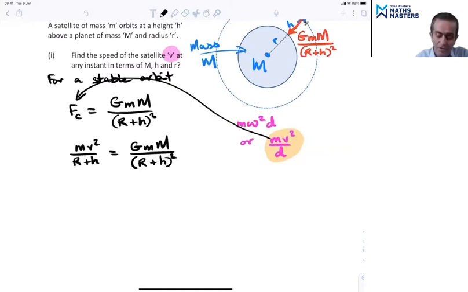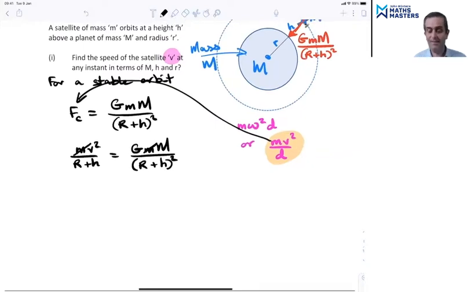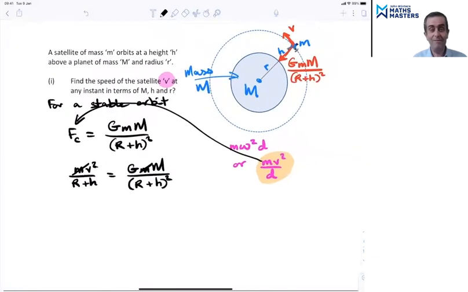Now, we'll notice here that we have a small m on the left and we have a small m on the right. And what that actually means mathematically is that the mass of the satellite is absolutely irrelevant. The only mass that's important here is the mass of the planet. So the cancelling of the little m's, that's what that means.